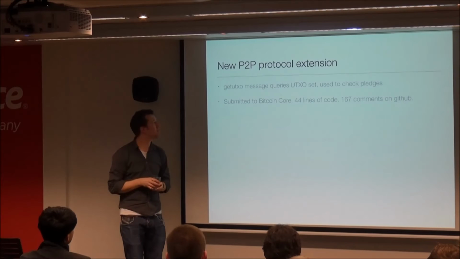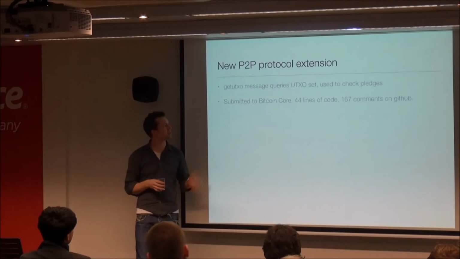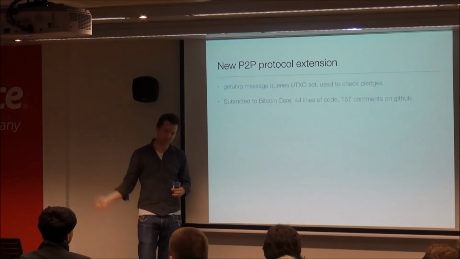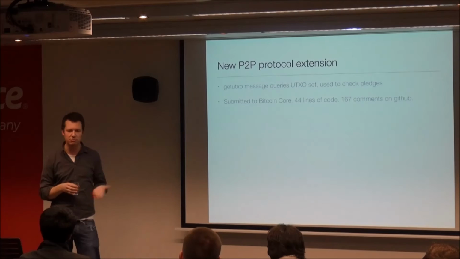167 comments on GitHub. This was a complete circus. Many of these comments by the end had been written by people who had not actually read the earlier comments, so the whole discussion started going around in infinite circles because people were making the same points over and over again. Some of them were asking questions that were even answered in the description of the change, but they hadn't read that either.